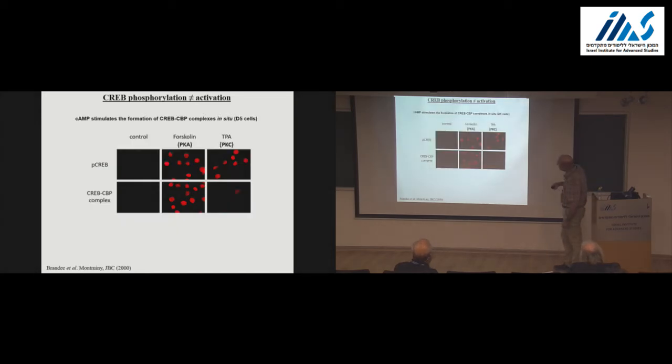Similar results to ours were also shown by the group of Marc Montminy at the Salk Institute, and he showed that PKA is causing the phosphorylation of CREB and the activation. This is an antibody for the CREB-CBP complex, so it means activation, the red dots here. While PKC, when you stimulate PKC with TPA, you get phosphorylation on the same residue, of course, but there is no activation, as we have shown in macrophages with MSK1 versus PKA.